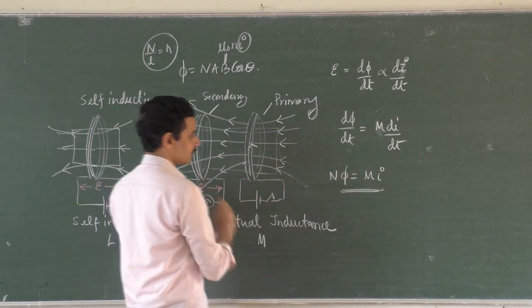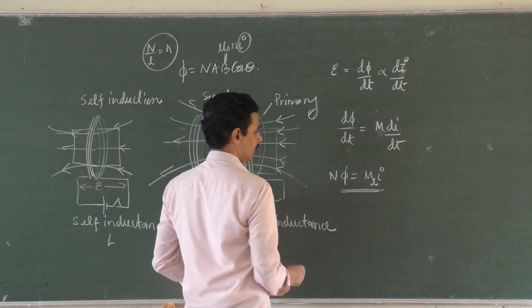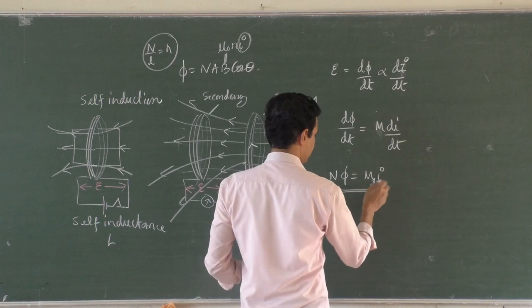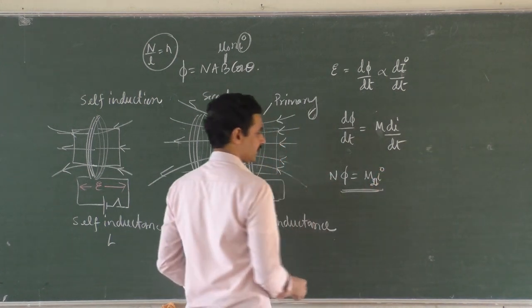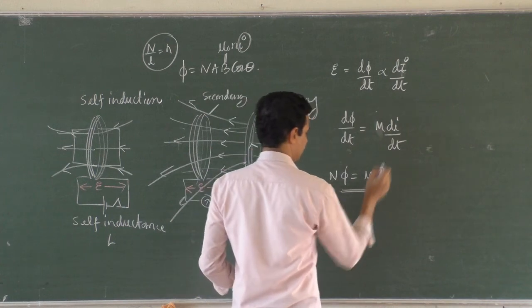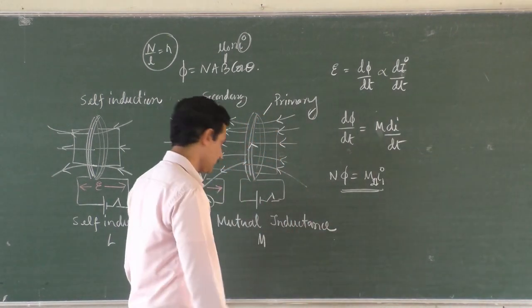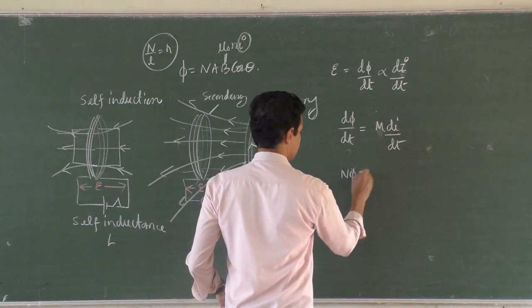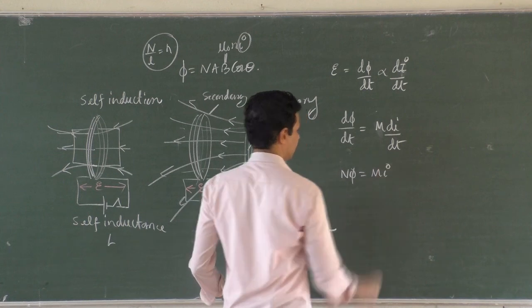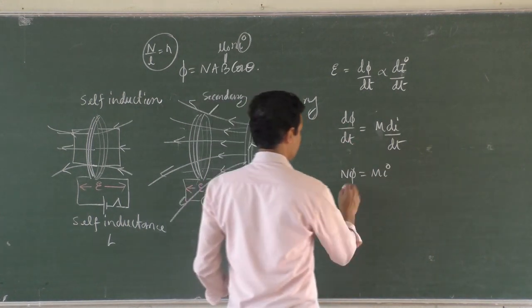So this is the mutual inductance of the secondary coil with respect to the primary coil, and the current through the primary coil. We will discuss it later. So simply I will write N phi is equal to Mi, after integrating with respect to t.